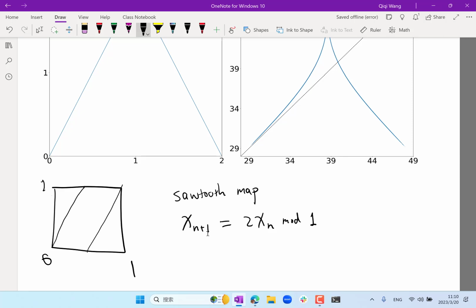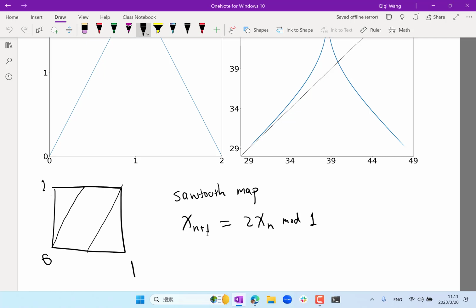So the tent map has a negative slope on this side, but the sawtooth map has positive slopes. So it doesn't matter then? Means that being positive or negative doesn't matter? Yeah. Right, so if you think about it, it doesn't matter to the Lyapunov exponent, actually.